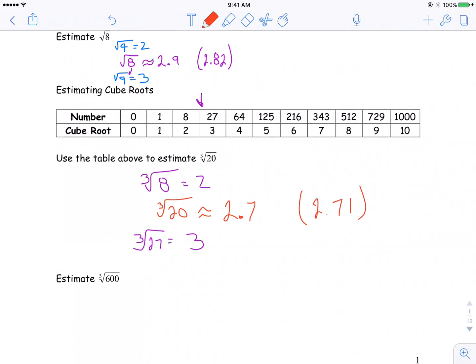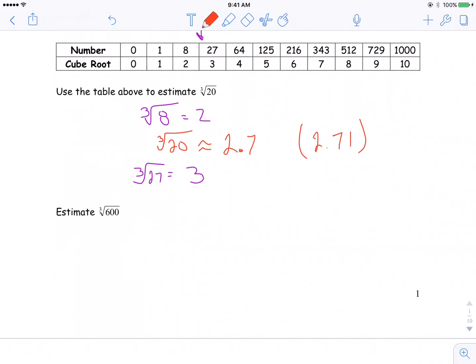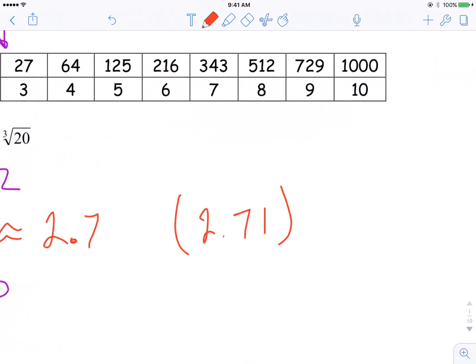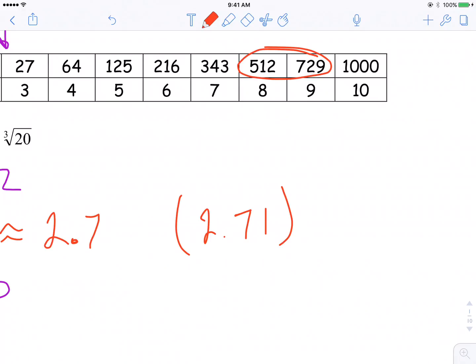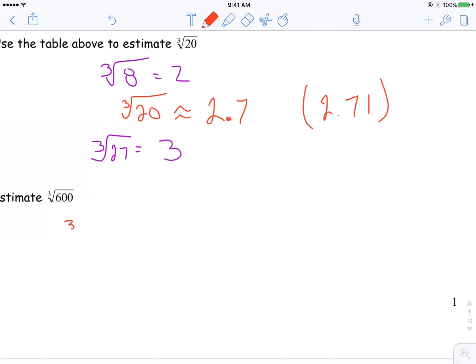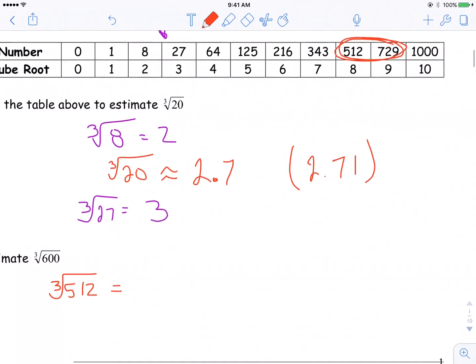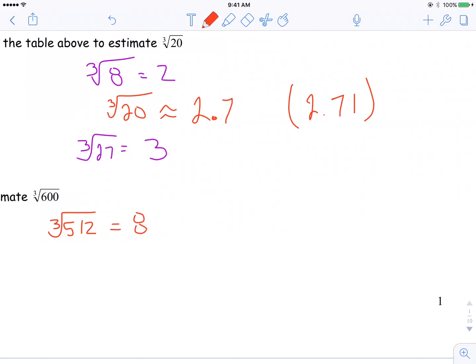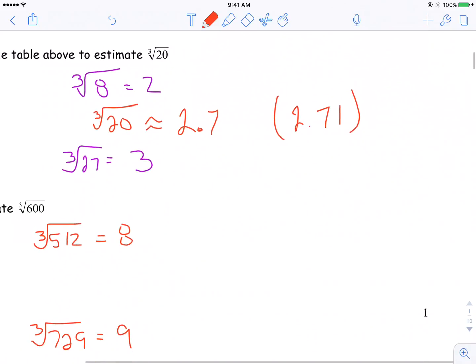What's our next example after this? Let's walk through the estimate of the cube root of 600. I know 600 is going to fall between 512 and 729, so it's going to be 8 or 9. So this is going to be somewhere between the cube root of 512, which was 8, and the cube root of 729, which was 9.